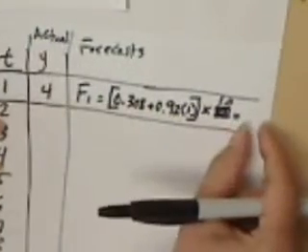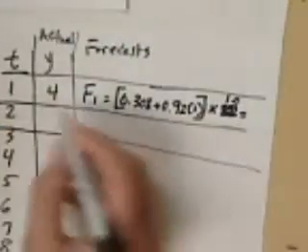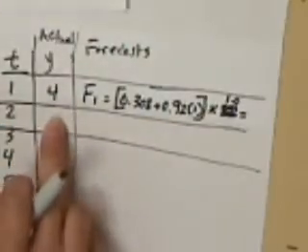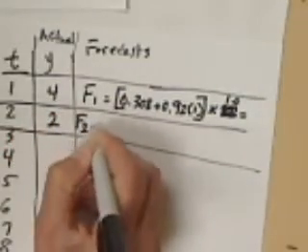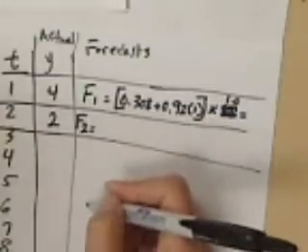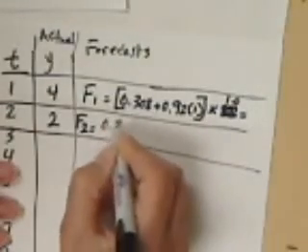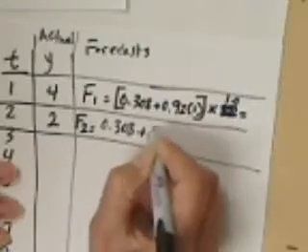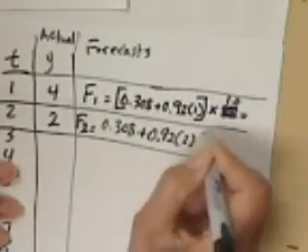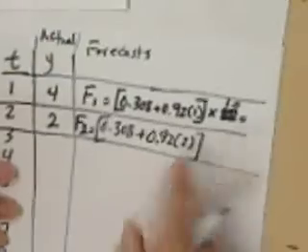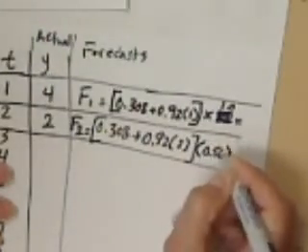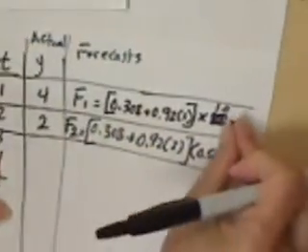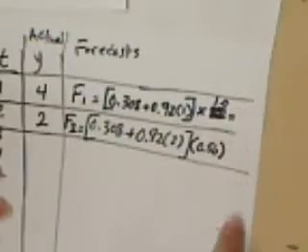For quarter 2 of year 1, my actual was 2. My forecast for quarter 2, in my old time series data, would be 0.308 plus 0.92 times 2. But that's only my trend forecast. Then I need to adjust it for seasonality, and I would need to multiply that by 0.56. And you would go on and on and on, and these numbers that you calculate would be your forecasts.